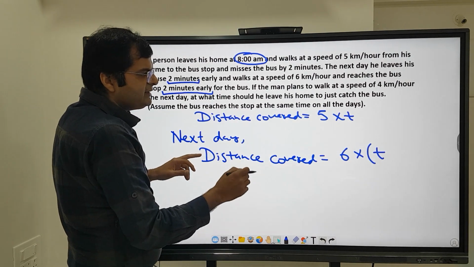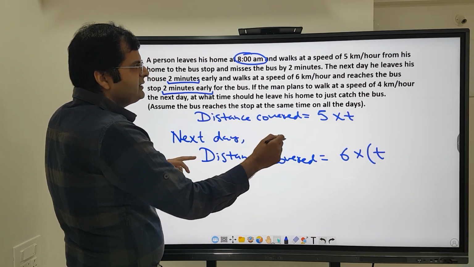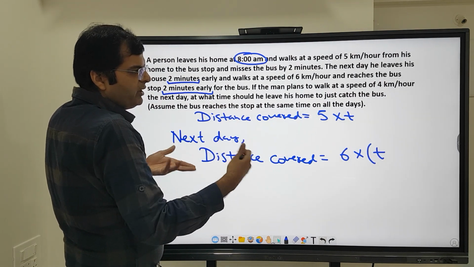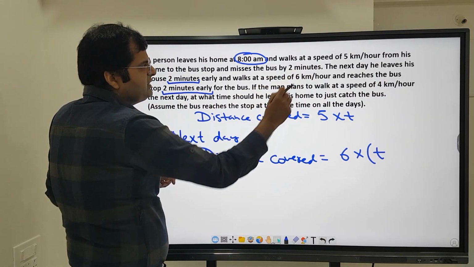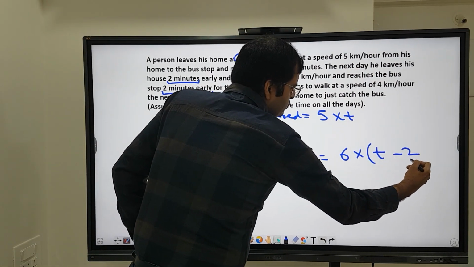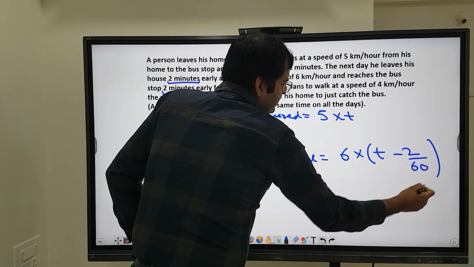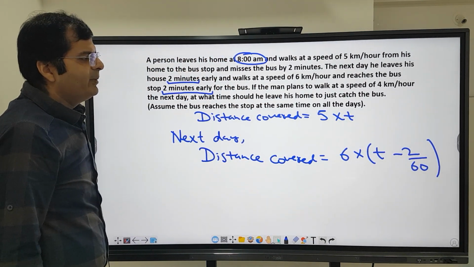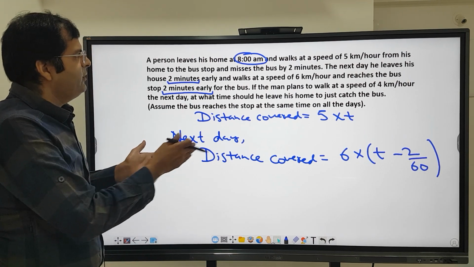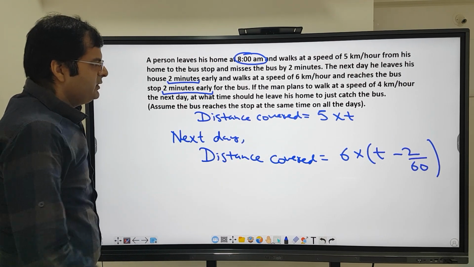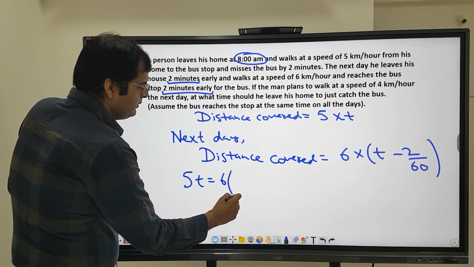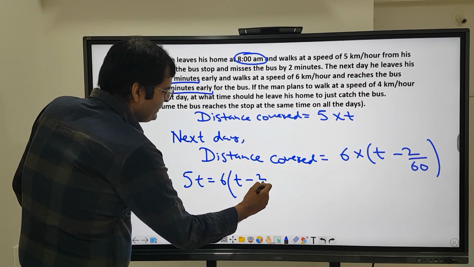So in the second case, if man is able to catch the bus, the man is traveling 2 minutes less. Only then he will be able to catch the bus, because in the first case the bus is missed by 2 minutes. So this over here will be t minus 2 minutes. 2 minutes in terms of hours is t minus 2 by 60. Both the distances covered should be equal, because the distance is from the home to the bus stop. So if these distances are equal, I can write 5t is equal to 6 into t minus 2 by 60.